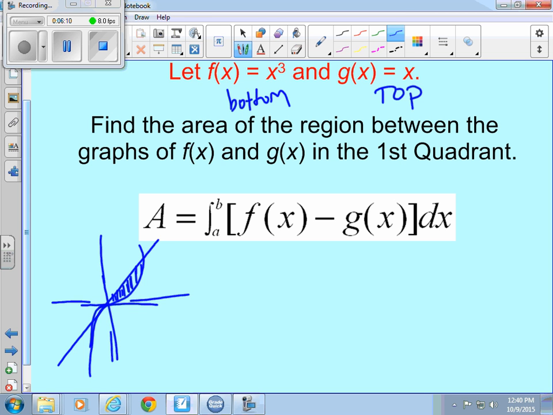Yes? If we happen to do it in the wrong order and it showed up negative, can you fix it? You could. Did everyone hear that? If you do it in the wrong order, you get a negative value for your area between the two curves. Then you would say, oops, I did it wrong. And you could fix it. So you could make that adjustment.